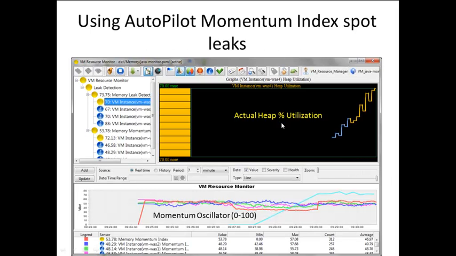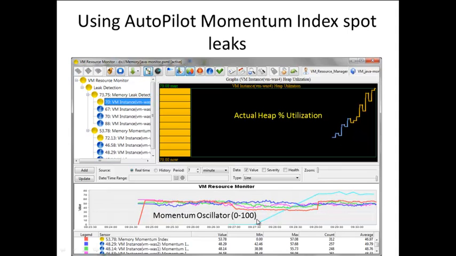So an example here, and we actually showed this example live. We're monitoring a set of application servers. We're looking at the heap utilization, and at this juncture we've detected that this application is exhibiting leaky type behavior.